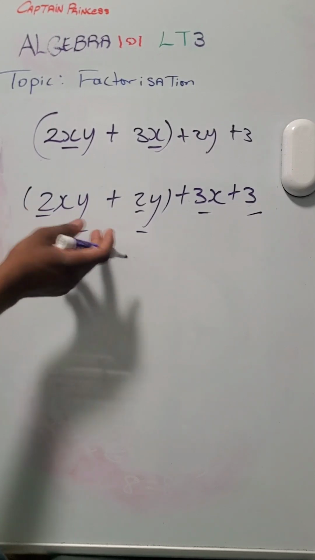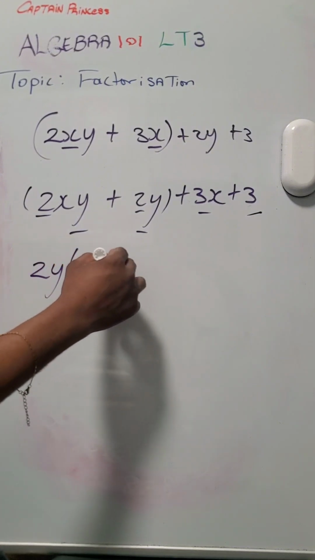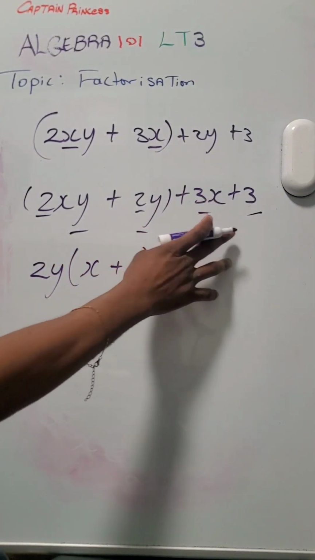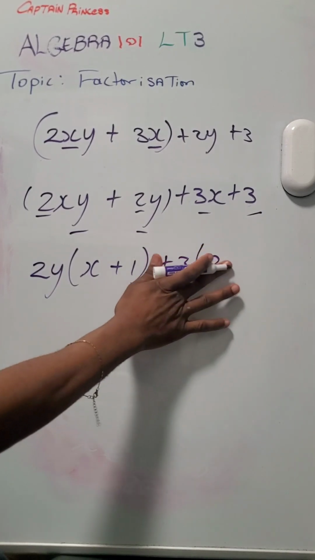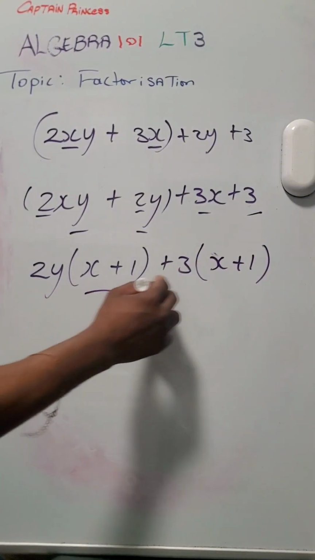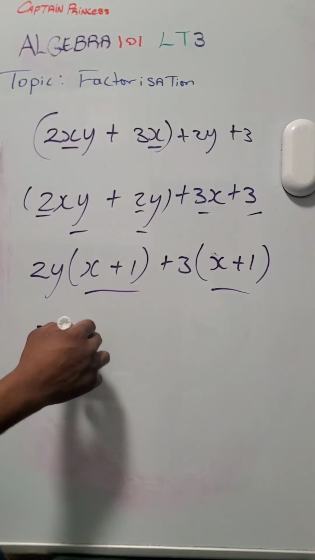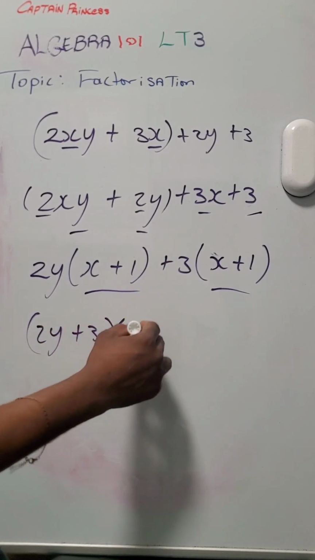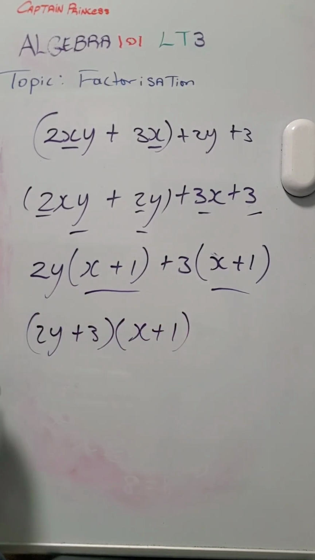Now look at this. We're going to factor what is common to both terms, which is the 2y, leaving us with x plus 1. And for this, we're going to factor out the 3, leaving us with x plus 1, my bad, x plus 1. Now we know that the two brackets are the same, so we put these on the outside of each bracket and only write back one of the brackets. And this will give us the factors for the expression above.